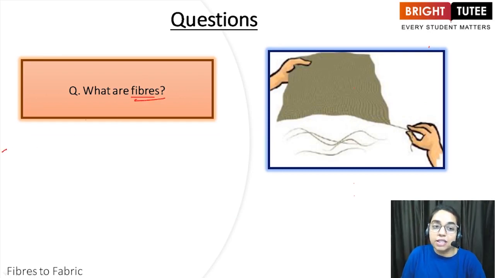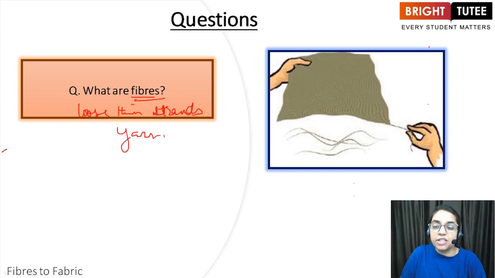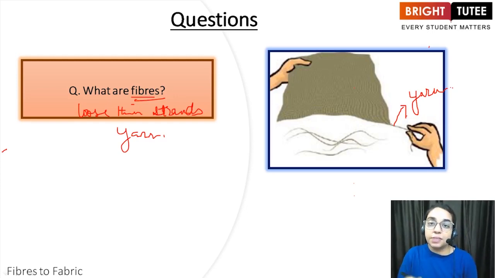So children, these are the loose thin strands that make up yarn. So children, in this activity we observed that we pulled out a loose thread and we called this thread as yarn. But children, when we tried to split this yarn, it split into a number of even thinner strands, and those thin strands were known as fibers. Okay, so we can say that yarn is made up of fibers. Okay, so let's move to the next question.